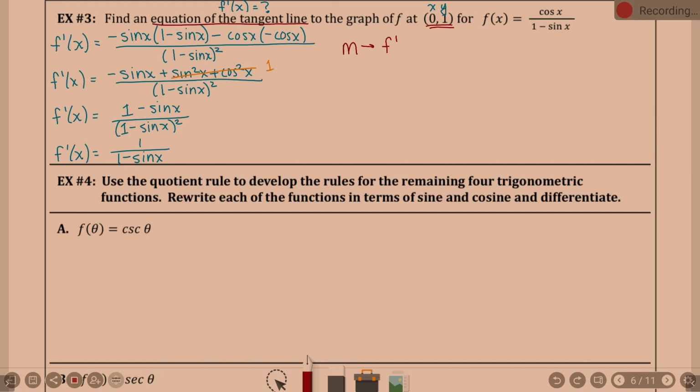So in order to find our slope, we're going to do f prime of 0. That's going to be 1 over 1 minus sine of 0, which sine of 0 is 0. So 1 over 1 minus 0 is going to be 1. So y equals x plus 1.